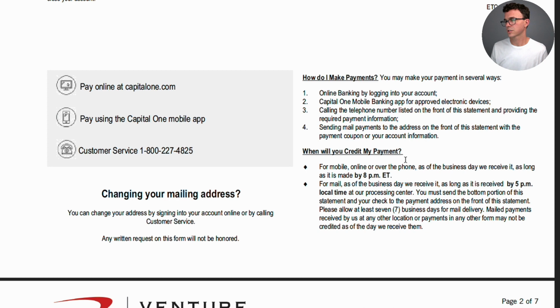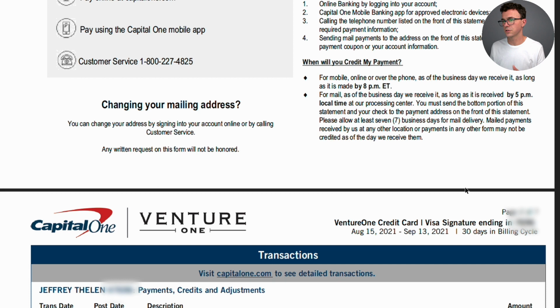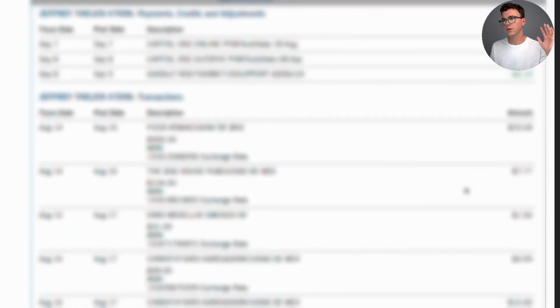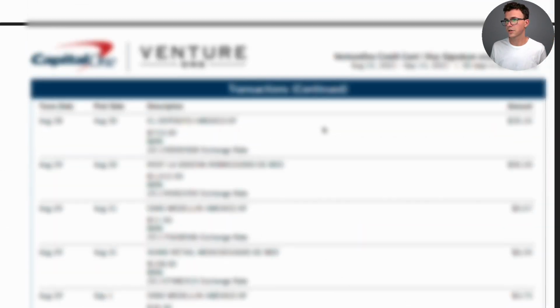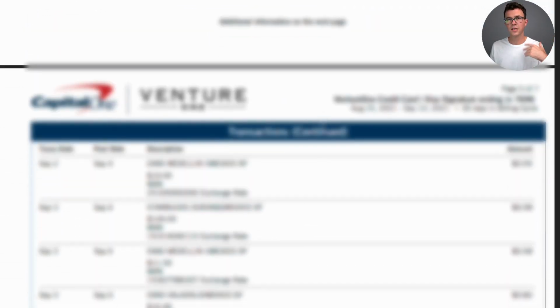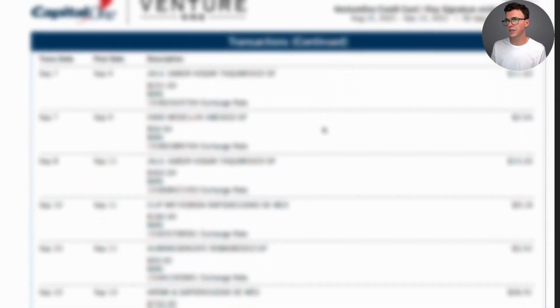And then here's where it talks about how your payment is applied. You need to pay it by 8 p.m. Eastern to apply the payment that day. If mailed, it needs to arrive by 5 p.m. on the day that it's due. Then here you have a list of all the different transactions. First you have the payments, then here's all the things that I purchased during the month. We don't have to go through all those in detail, but you can go through and make sure, hey, does something in here not make any sense?